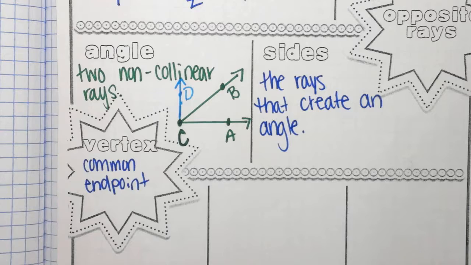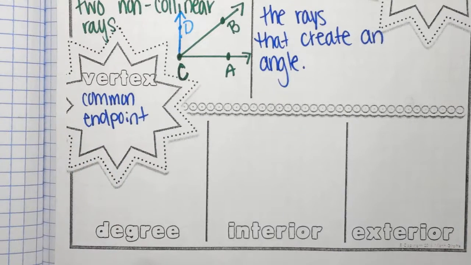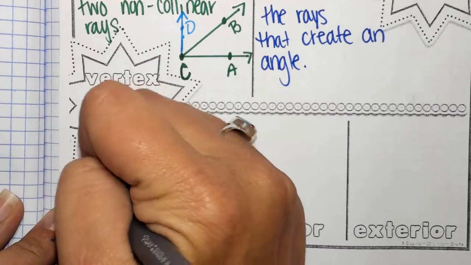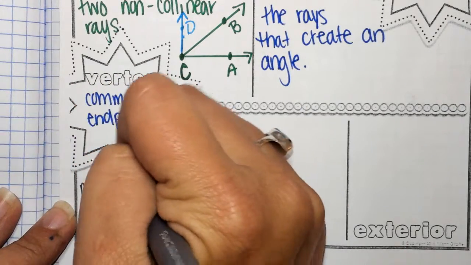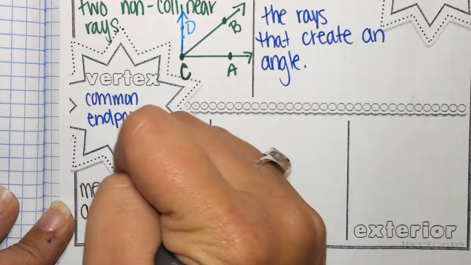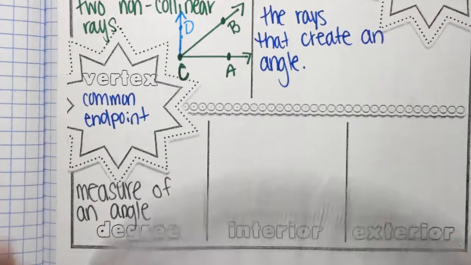All right, now the next word I want to talk about is the degree. What do you think the degree is? The measure of the angle. Look at you go. Take a point. The degree is the measure of an angle.